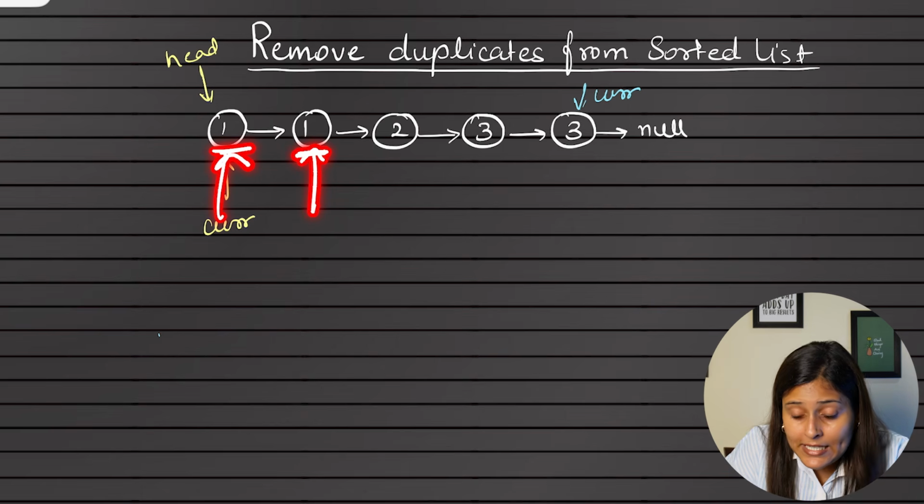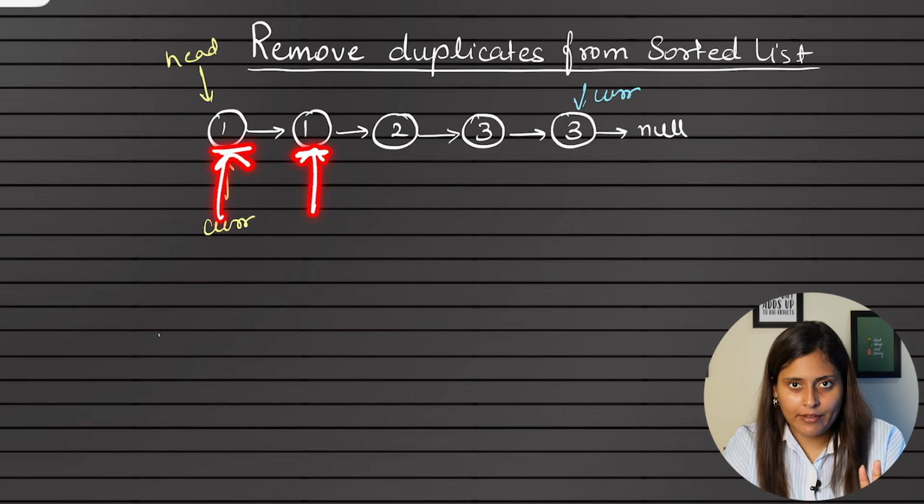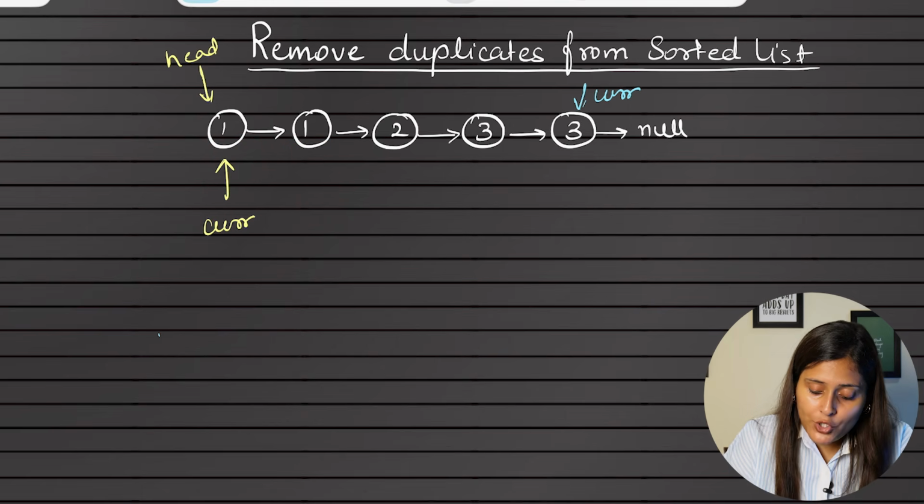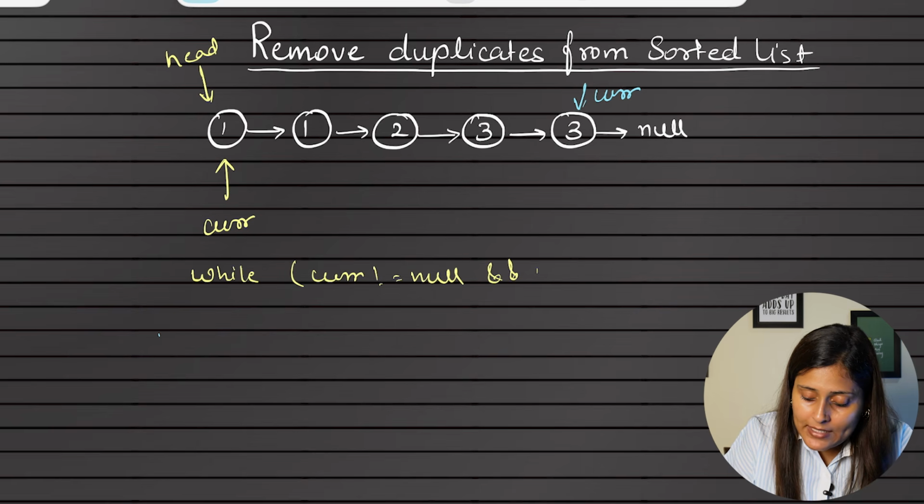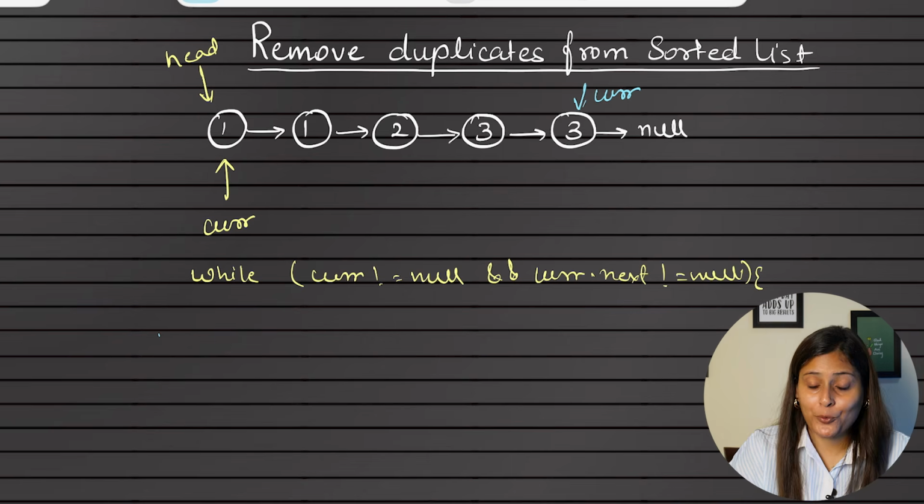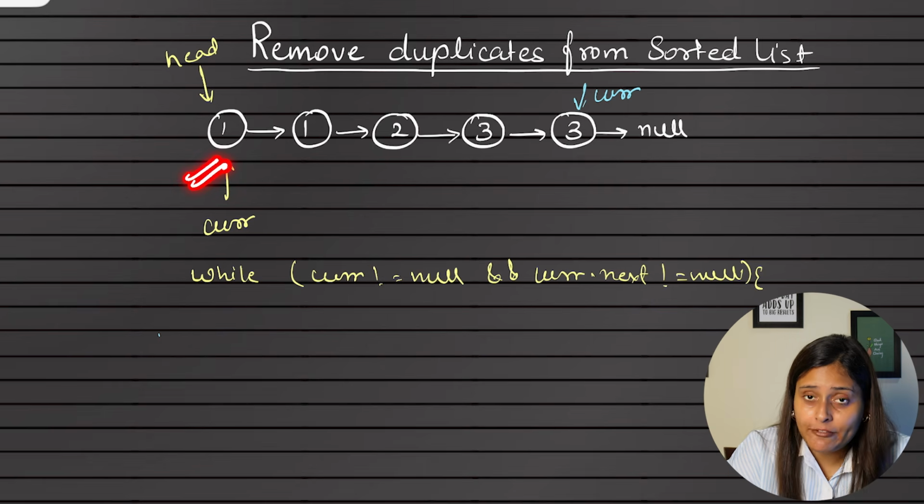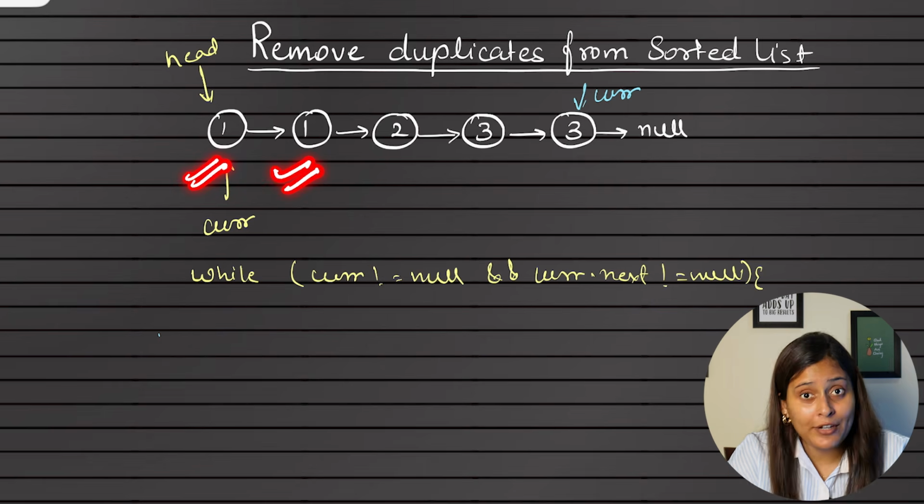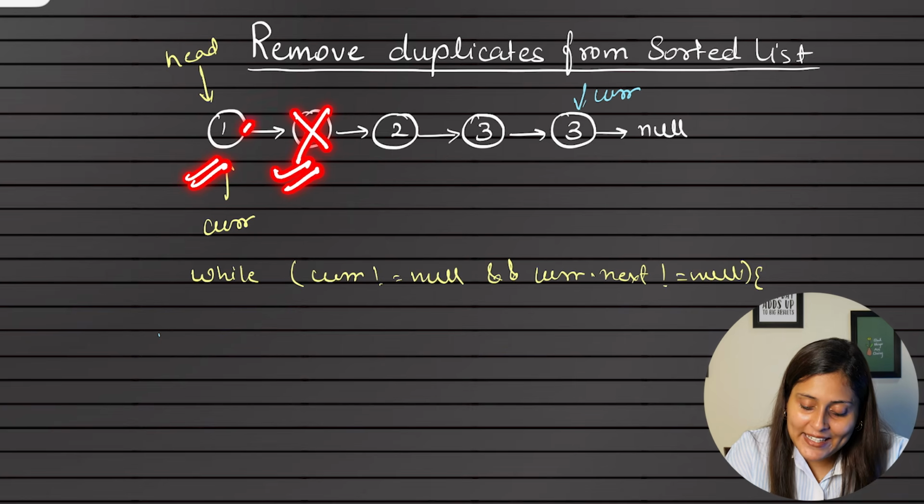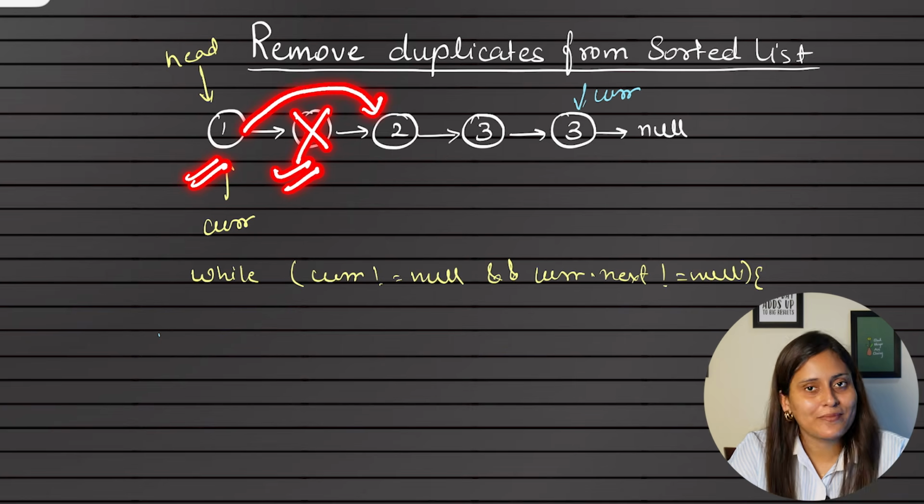Because then only we can say whether it's duplicate or unique by checking the values. So for sure, our current must be not null, as well as current dot next not null. Done. Now what we have to do? We have to check if our current value and current dot next value match, then we have to delete this. Delete this means very simple: connect this next to this, and done.